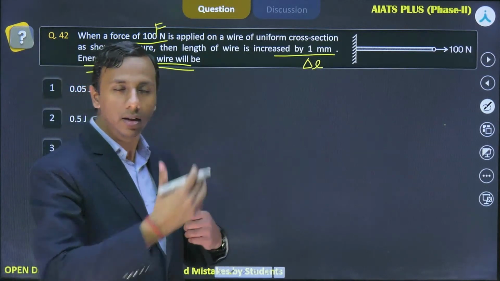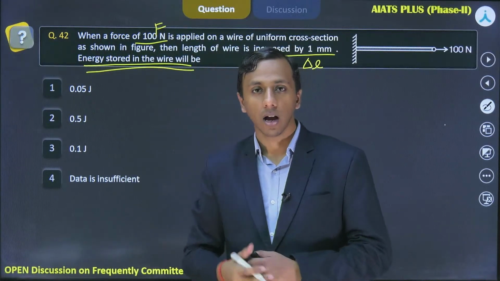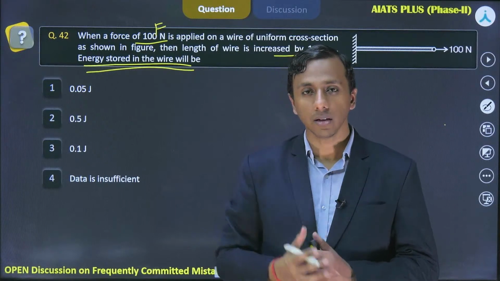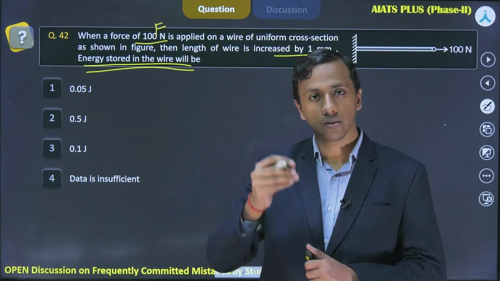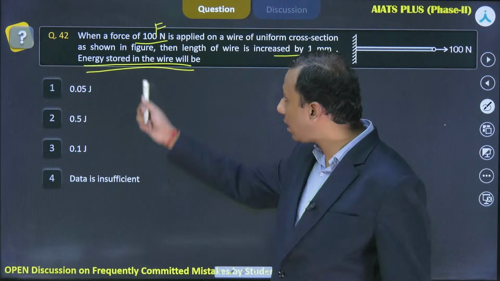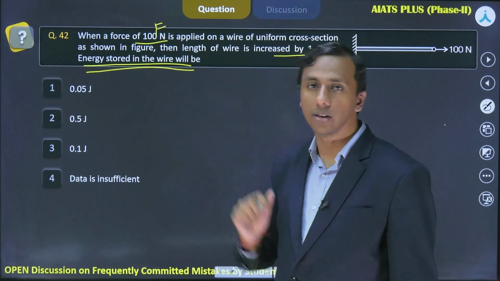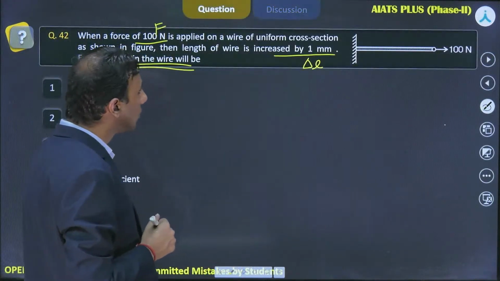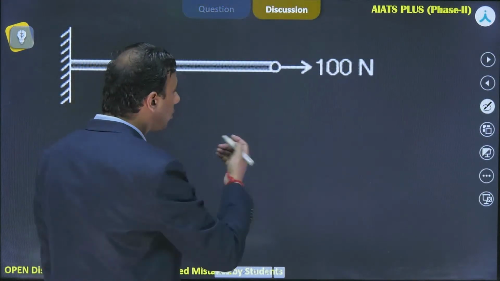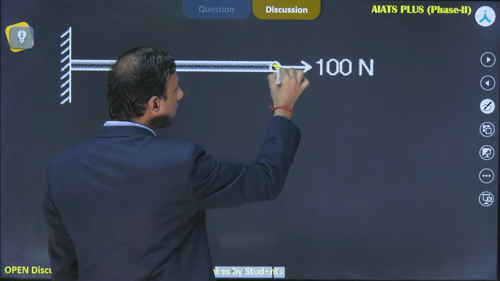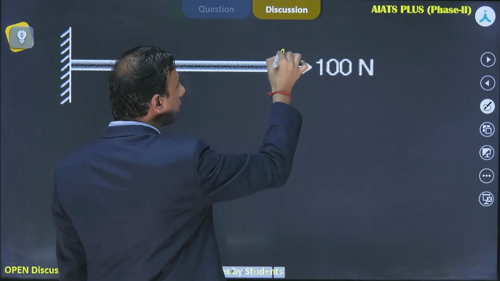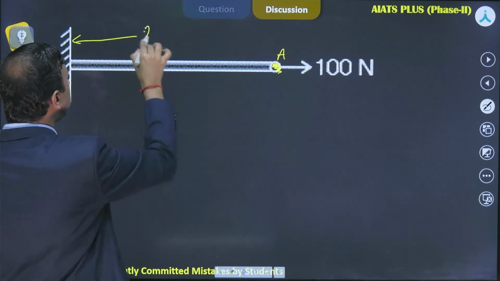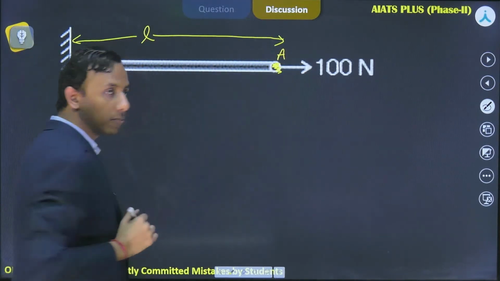This we have done in our previous discussion, if you remember: half into stress into strain. This was the energy density in that wire, which was coming as joule per meter cube. But here they are asking not energy density, but energy stored in the wire. So if you see over here, let's say this cross section is A, and let's say the initial length of that wire is L.